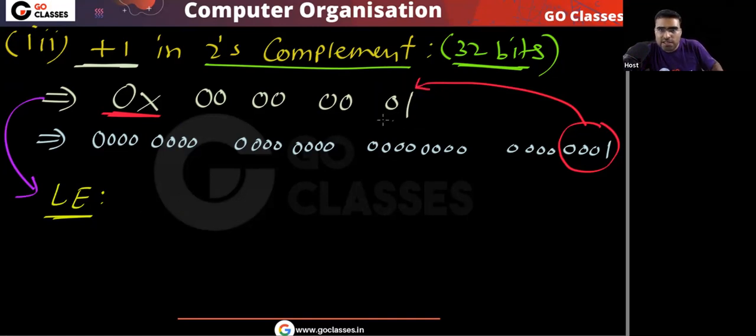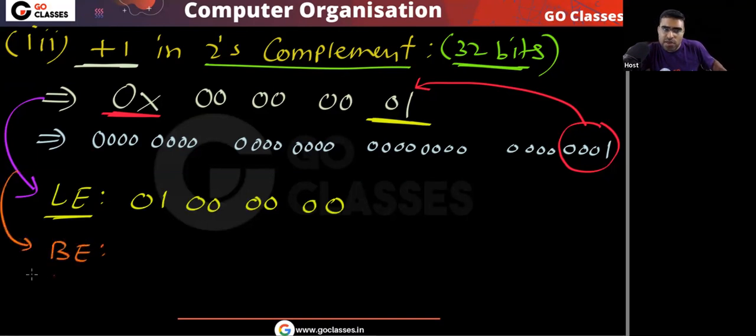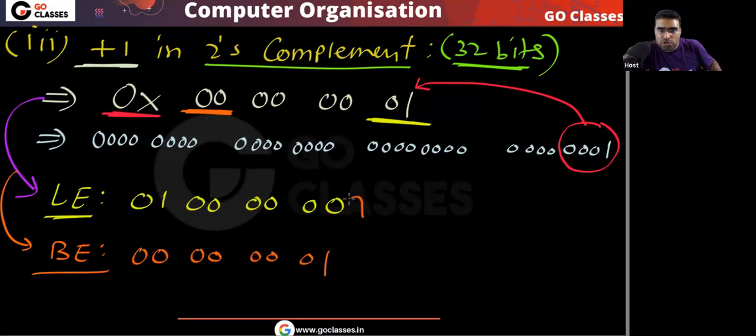So in the little endian, you will start with the little end. And then the next byte, then the next byte, then the next byte. This is your little endian. In the big endian, what will you do? You will start with the big end. Okay. So simple. So they are different.